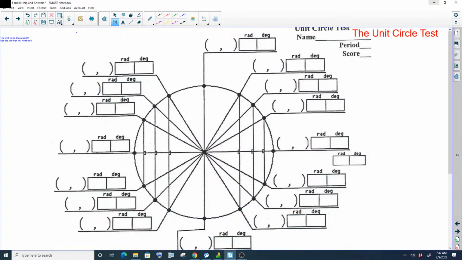Unit circle. Alright. Going fast, getting ready for the test. Here we go. See how fast we can do it? So we start off at 0 degrees, and each of these sections is 30 degrees.